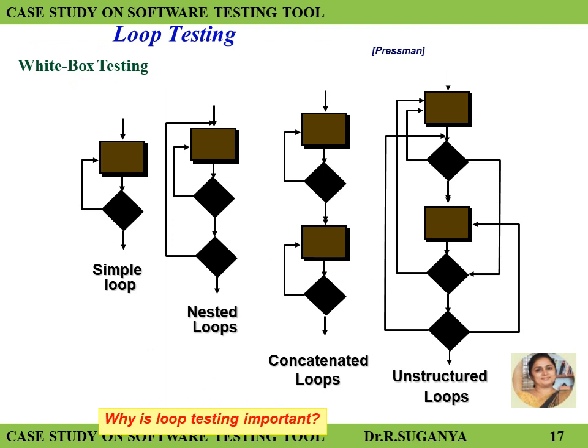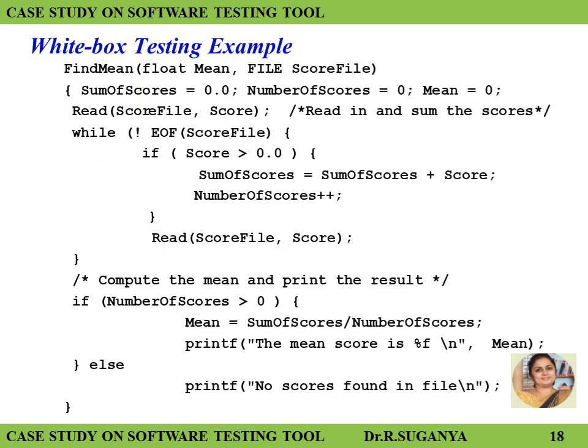Okay, so this is loop testing. White box testing, which is why loop testing is very important, is like each and every module. So we have simple loops, nested loops, concatenated loops, and unstructured loops. So we have the coding tool.